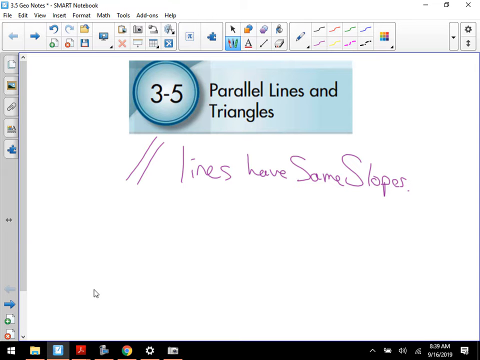Now, how this intertwines with triangles and with lines is something very, very easy. And you guys already know this answer. How many degrees are inside of a triangle? 180, right? We all know that? I hope.